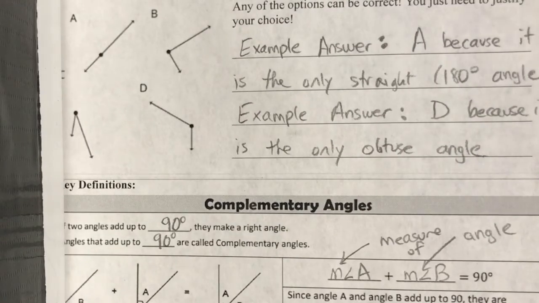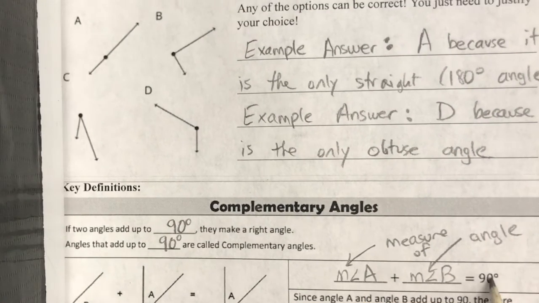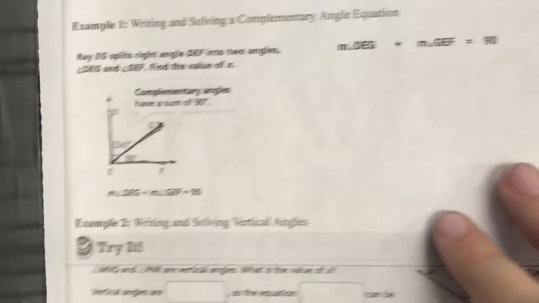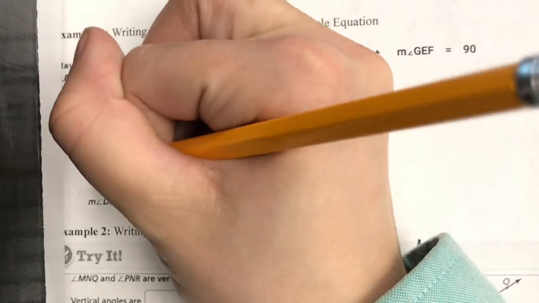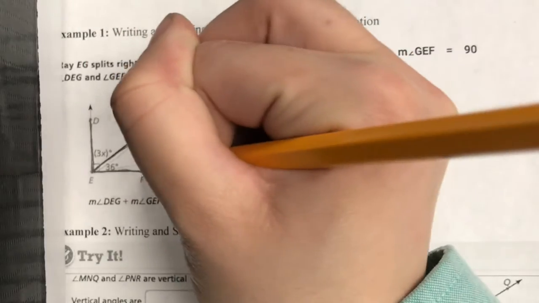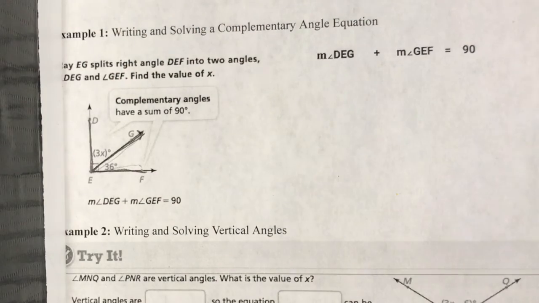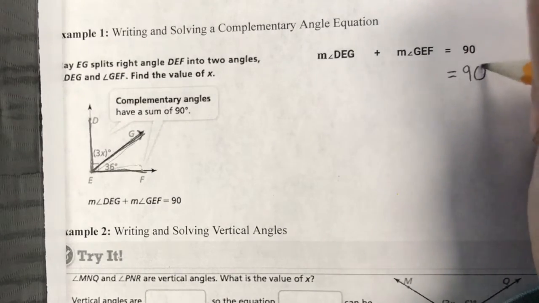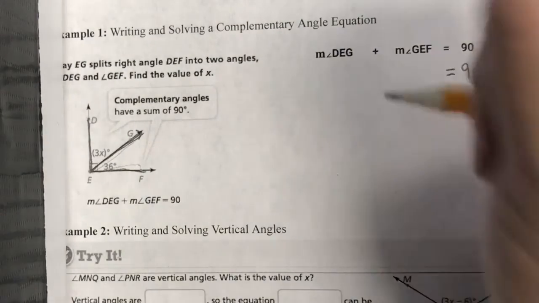So, going back to what we had, complementary angles add up to 90 degrees. So I can take the measure of DEG right there, add it with the measure of GEF, and that needs to equal 90 degrees, because it's a right angle. Okay? And then we'll be able to solve the equation that we get.